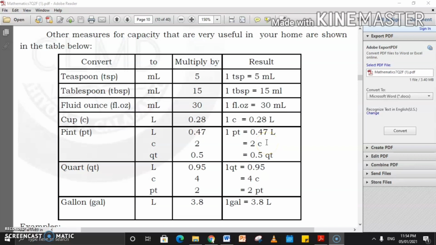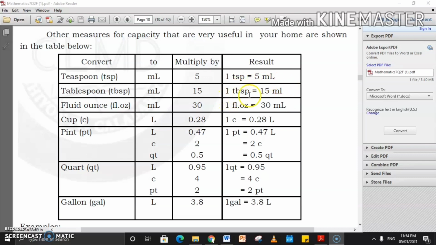meron pa ditong ibang different measures for capacity that is very useful in your home. Halimbawa, yung 1 teaspoon, ilang ml ang katumbas niya? According dito sa ating conversion table, dapat ito ay inyong inaaral, sinasaulo yan. Kung di man masaulo, at least, maalala man natin minsan-minsan. 1 teaspoon is equivalent to 5 milliliter.